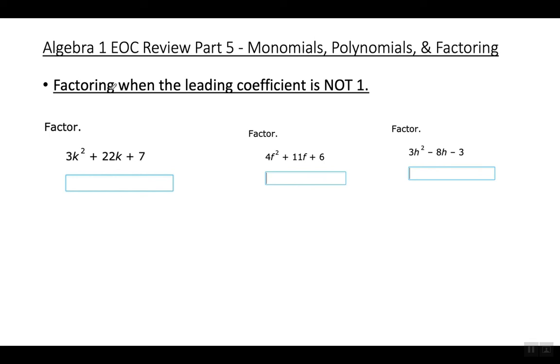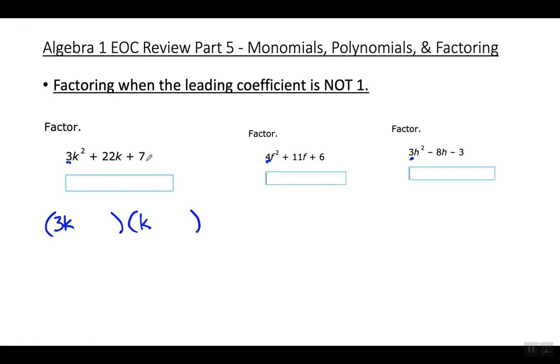Okay, now look. Now factoring when the leading coefficient is not 1. So look, in these examples, the leading coefficient is not 1. Así que aquí factorizando cuando el coeficiente al principio no es 1. All right, so look, these you got to do trial and error. Tienen que tratar diferentes combinaciones. So first of all, 3k to the second power, there's really only one combination that you could use here, which is that.